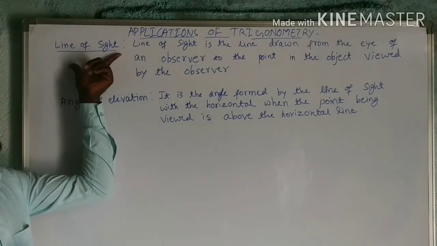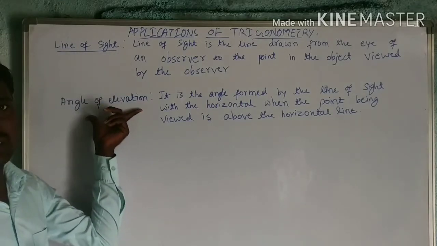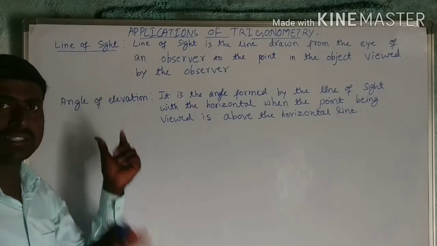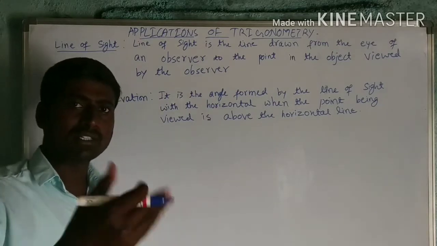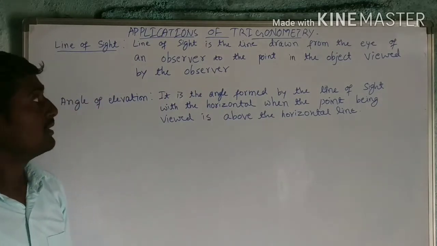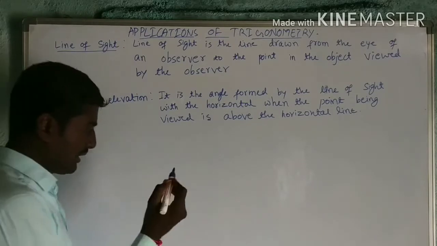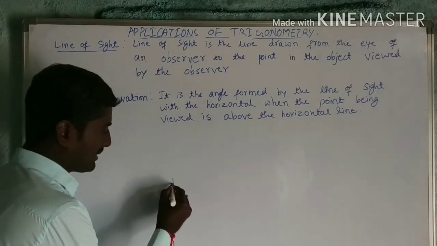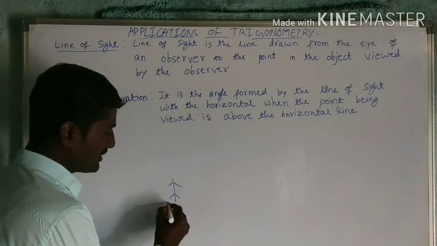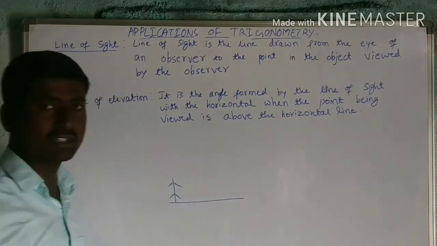Those are line of sight and angle of elevation. Some other terms are also there; afterwards, we will discuss them. The first one is line of sight. So I will consider here one boy. He is standing here. This is the ground. He is standing on the ground.